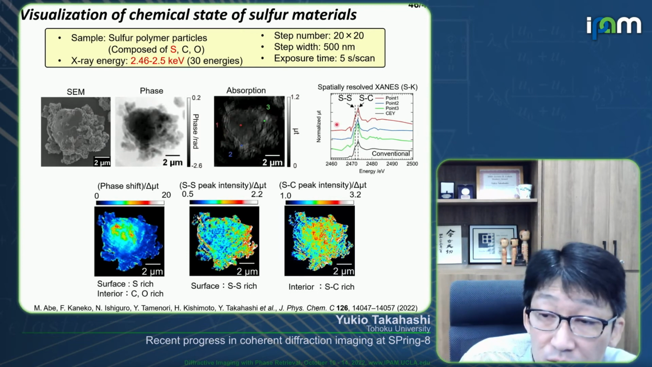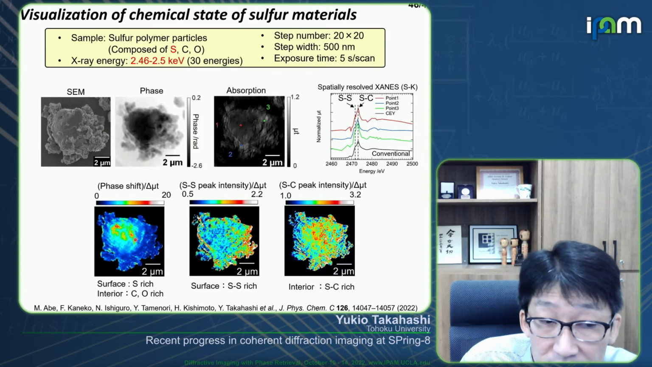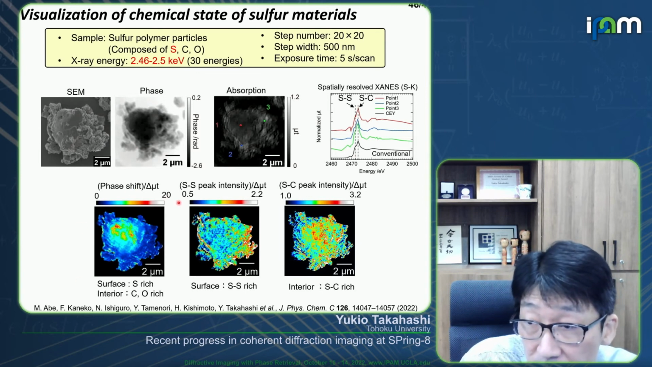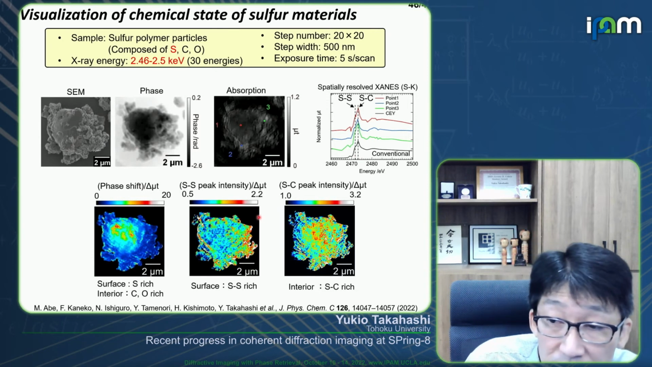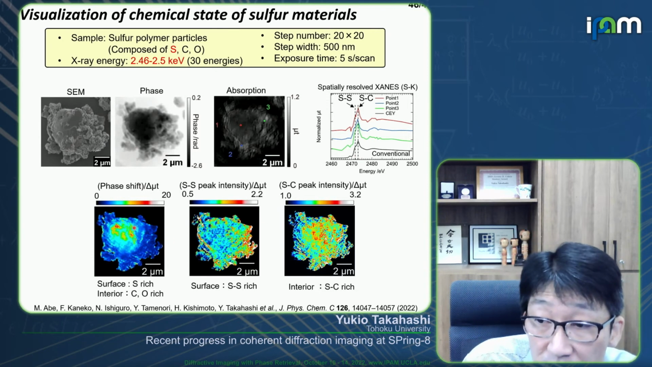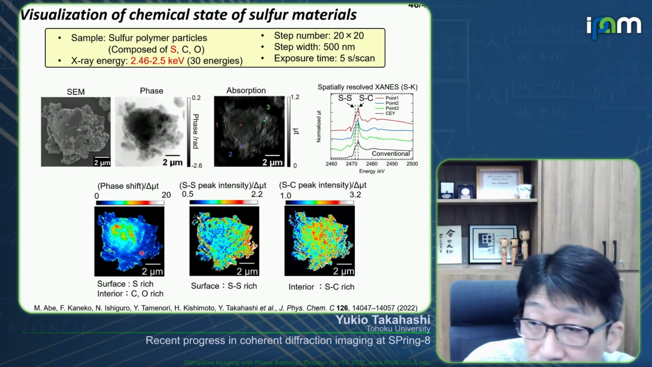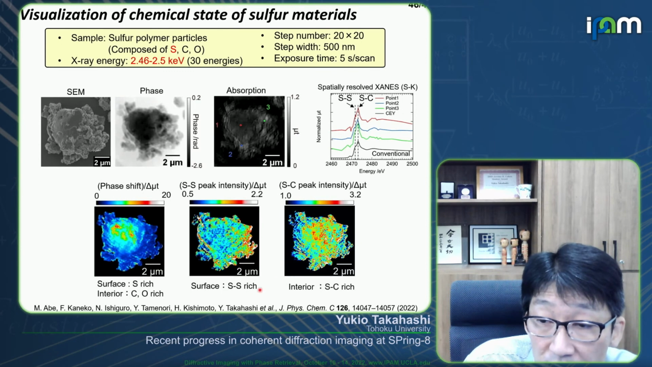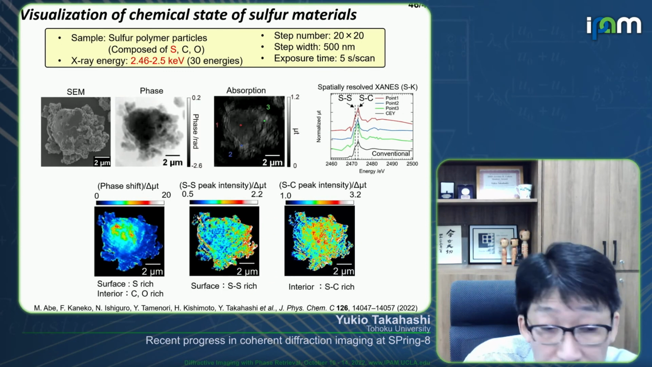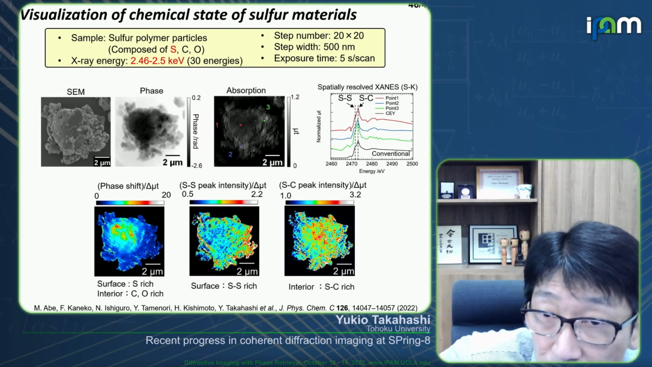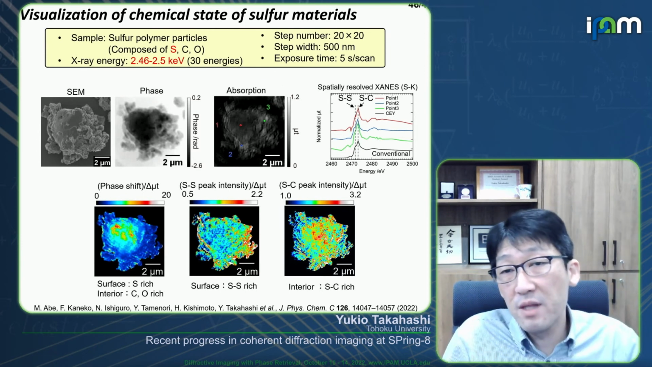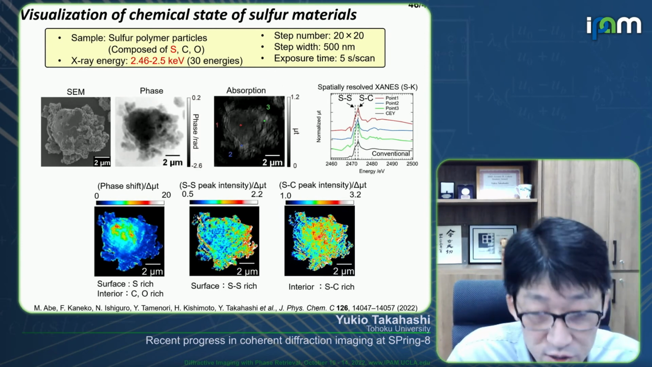So we derived the chemical state image here, the normalized phase shift, and S-S bond and S-C bond mapping. We found that the surface is rich in sulfur, and the interior is rich in carbon and oxygen. The surface is rich in S-S bond, and the interior is S-C bond. So this is the first visualization of sulfur chemical state by using X-ray spectroscopic ptychography in the tender energy range.